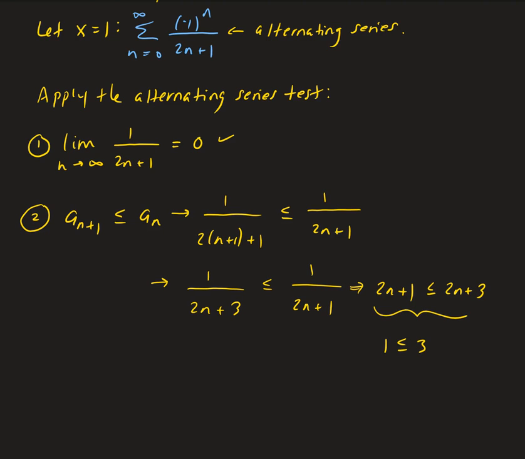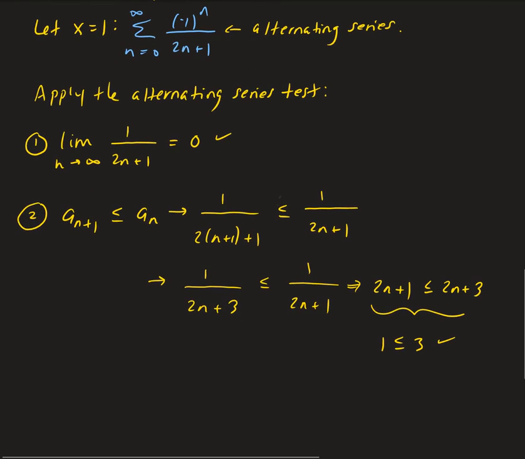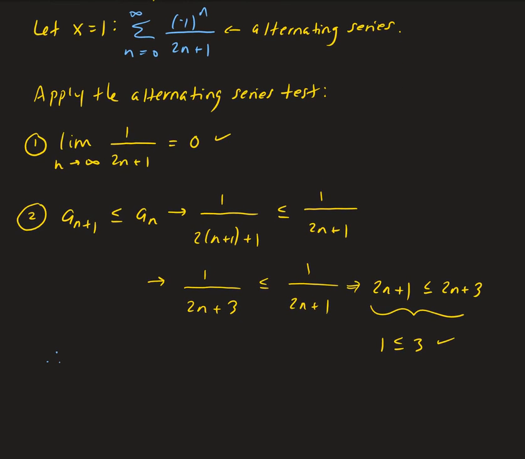So that is true. Therefore, the original statement is true, that the (n plus 1)th term is less than or equal to the nth term. So this series converges at 1. So now we need to check for negative 1.